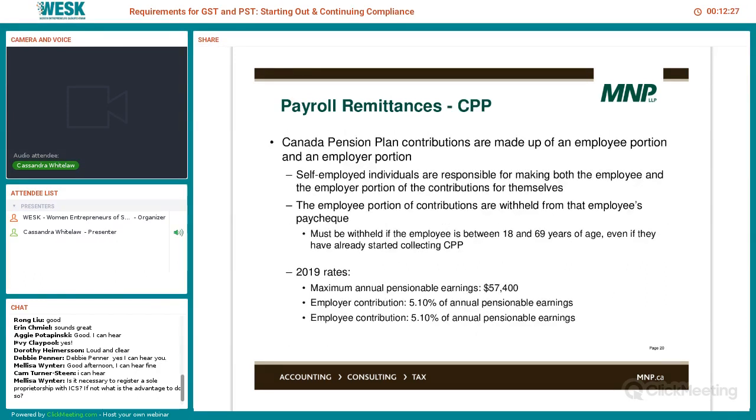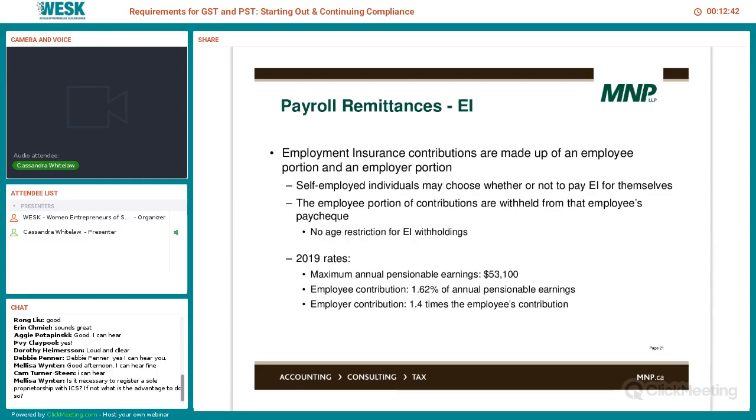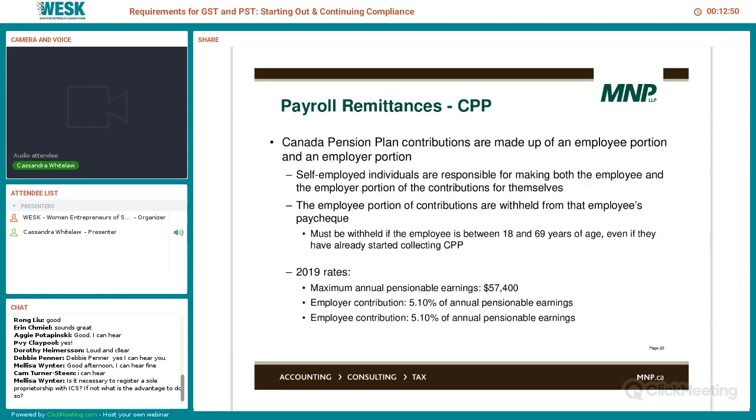So Canada Pension Plan, CPP, is made up of two components. There is the employee contribution, which is withheld from your employees' paychecks. And then there's the employer contribution, and both of these amounts need to be submitted under your RP account. EI is very similar. There's an employer contribution and an employee contribution. If you do happen to be a self-employed individual, for Canada Pension Plan, you will be responsible for making both the employee and the employer portions of the contributions.